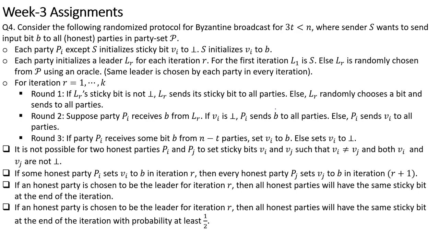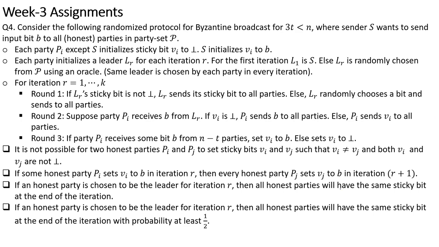So let's see. In round 3, just looking at the last round of each iteration, let's say party Pi has received B from n minus t parties. We will check whether it is possible for some other honest party Pj to assign B complement as Vj. For party Pi, Vi is equal to B. Whether it is possible for some other honest Pj to have Vj equal to B complement. We will check that.